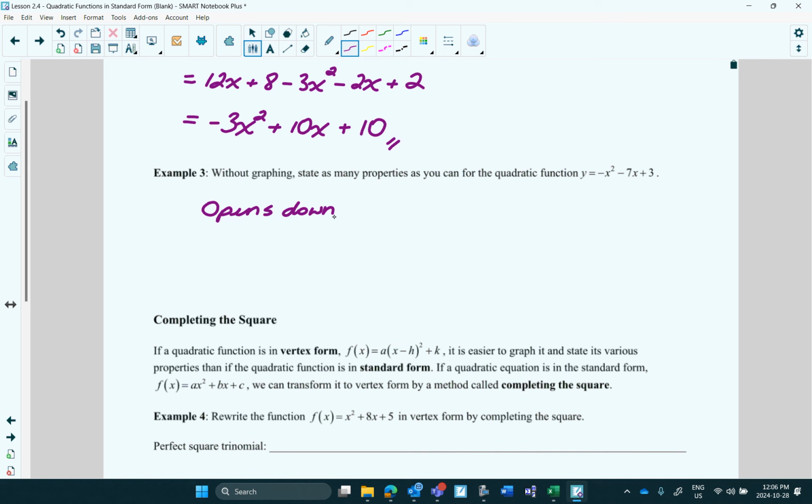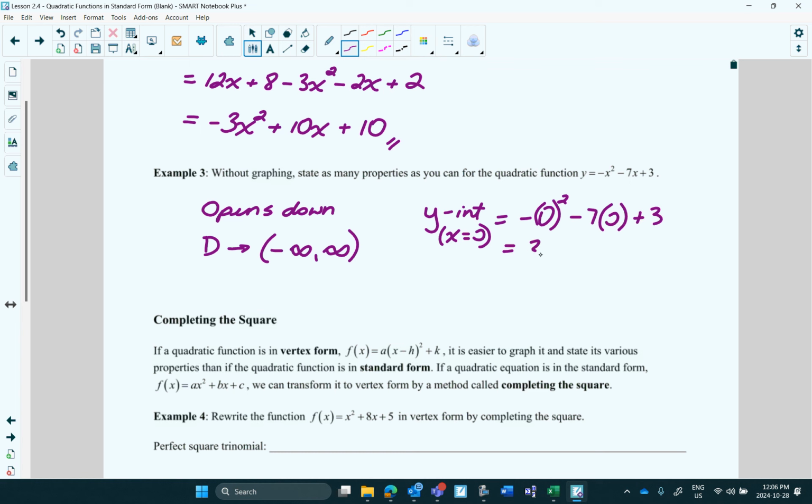What else? What's the same always? Domain. That I can write. There's one more thing I could find. Think of all the properties I asked you guys to find. Y-intercept. Because I make x 0. So I get negative 0 squared minus 7 times 0 plus 3, which just works out to 3. That's as far as I can go.